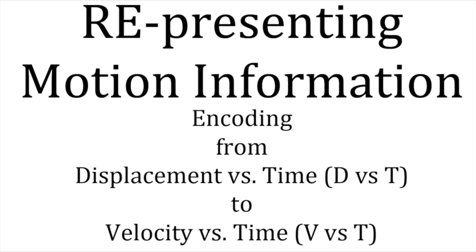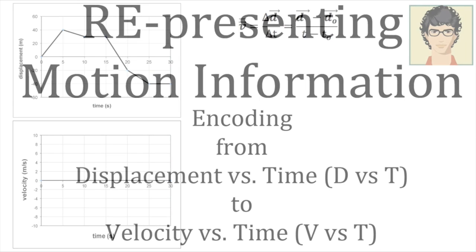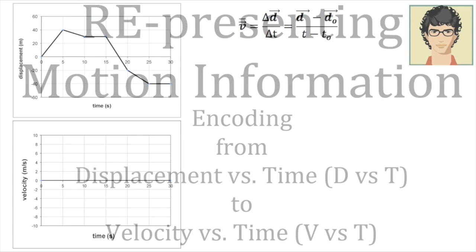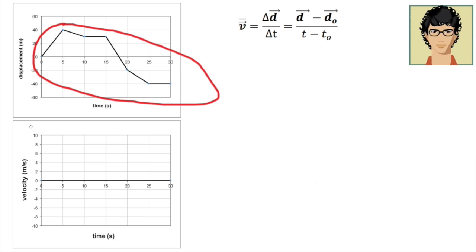Representing motion information, encoding from displacement versus time, d versus t, to velocity versus time, v versus t. Hello! So what we're going to do is the following. We are going to convert this graph over here, which is displacement versus time, to this blank one over here and encode the motion information as velocity versus time.